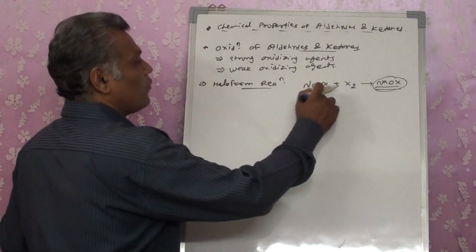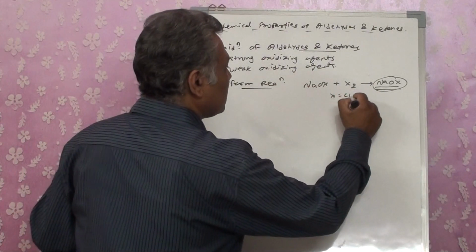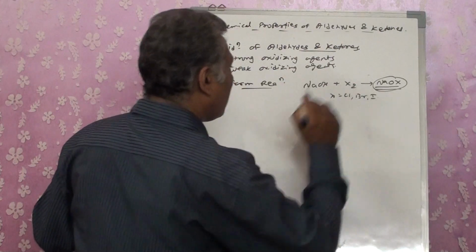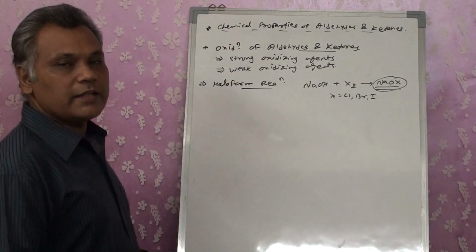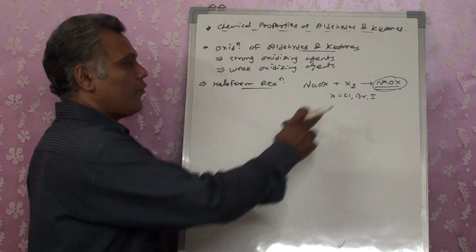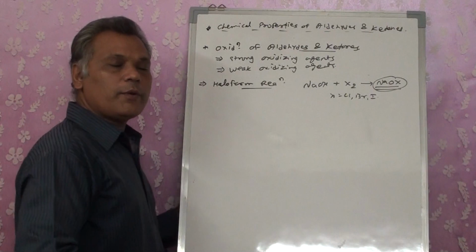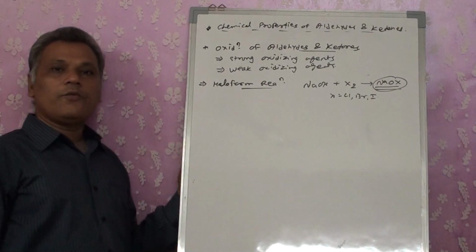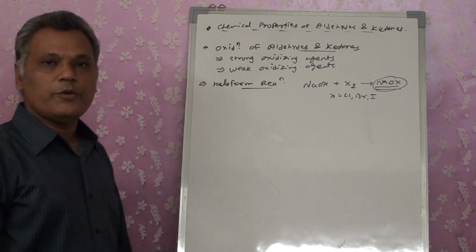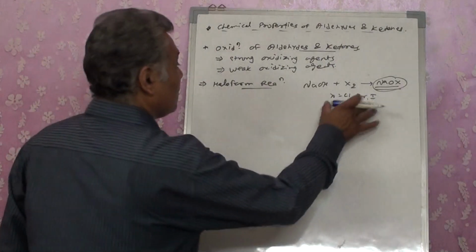For the haloform reaction, here X can be Cl, Br, I. If I am using Cl, chloroform will be produced. If I am using Br, bromoform. If I am using I, iodoform will be formed. Right? But there is a condition.